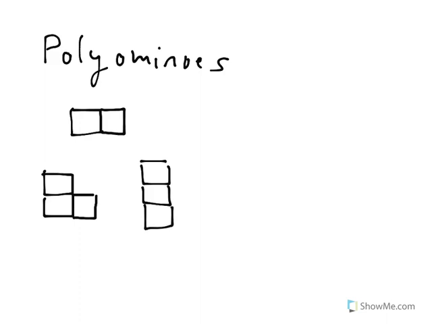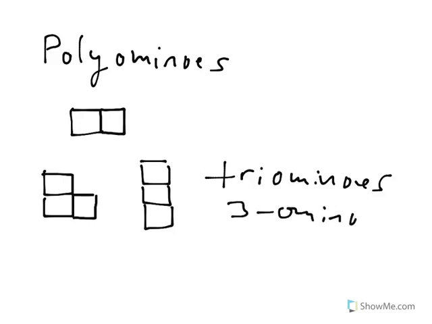or something like that. In general, these are called polyominoes, but when it's 3 squares, we call it triominoes, or sometimes we just say 3-ominoes. With 2, we can call it a 2-omino, or a domino. Of course, the game dominoes are played with pieces that are rectangles created by 2 squares.